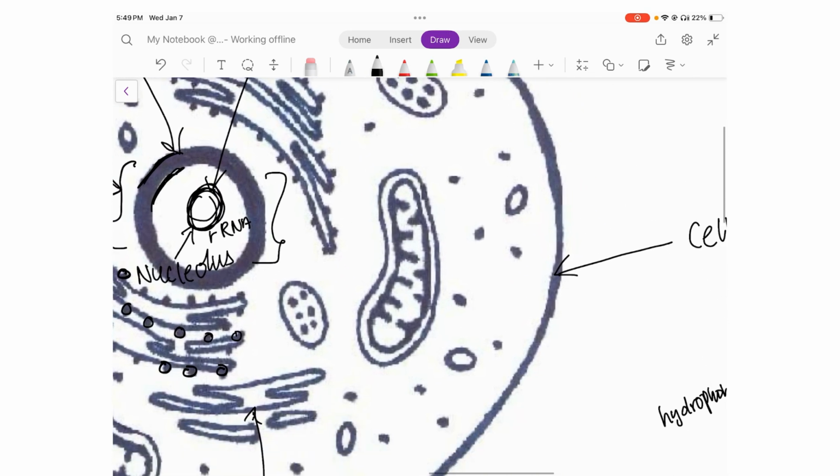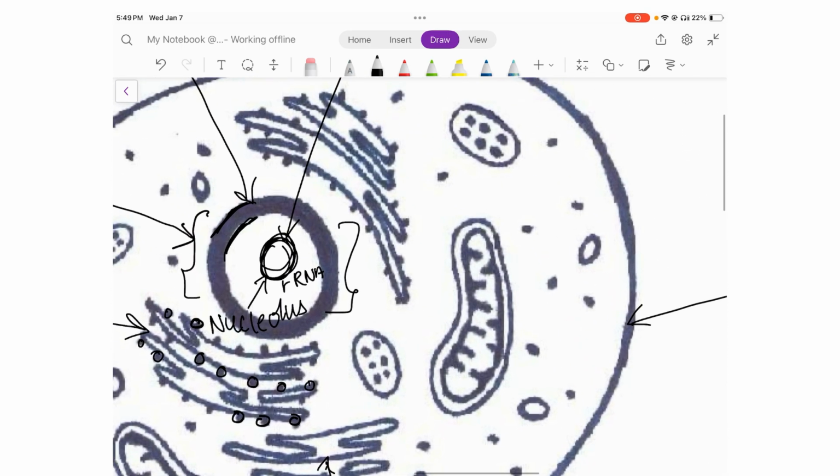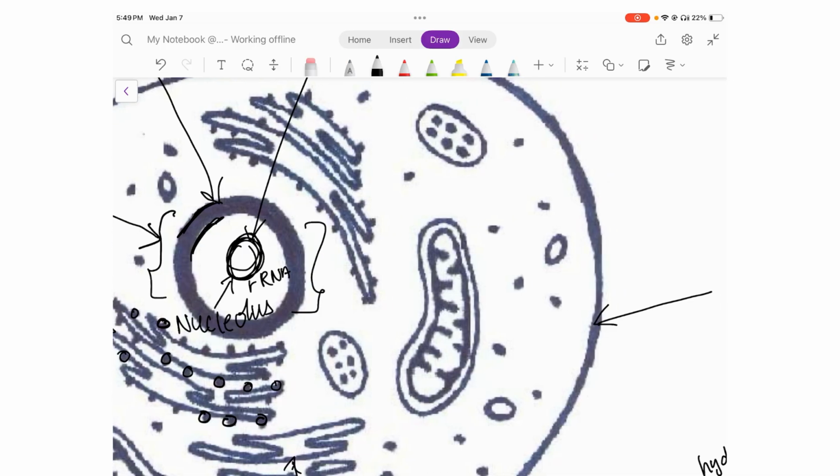Now, I would like to draw a structure. So it's a structure that looks like this.